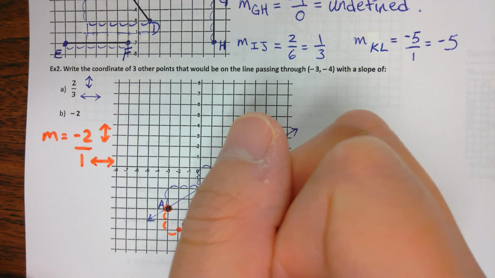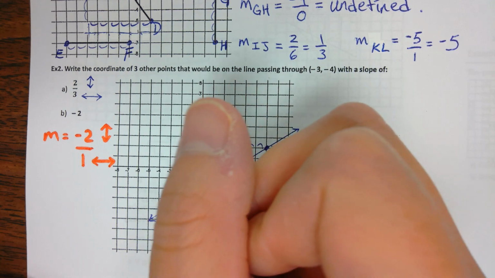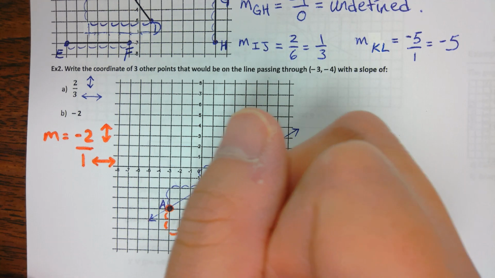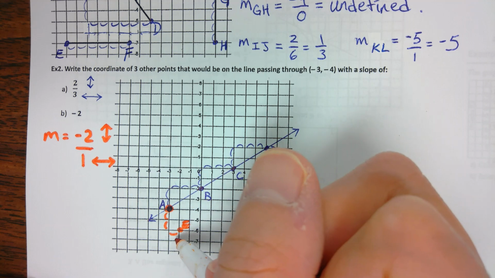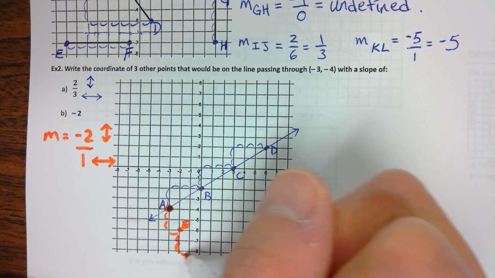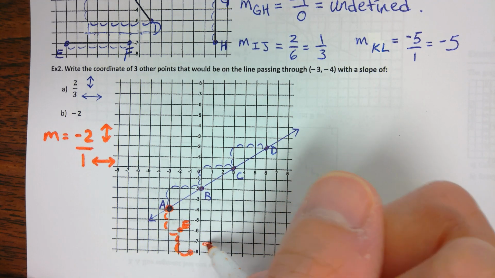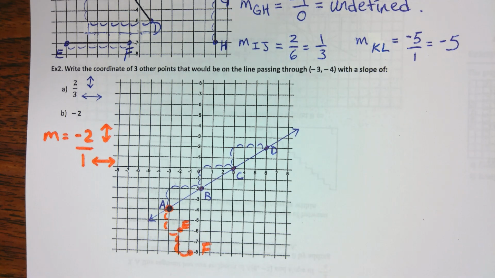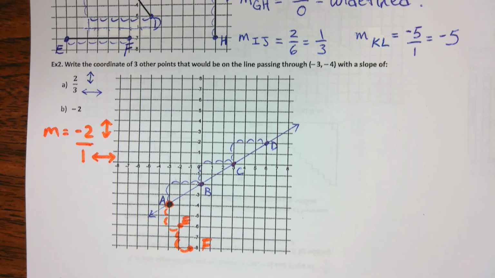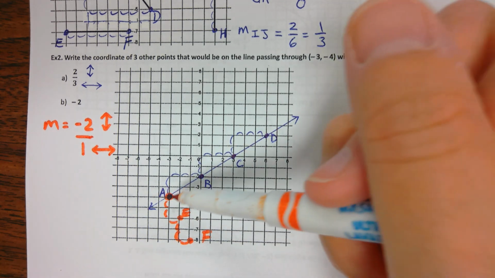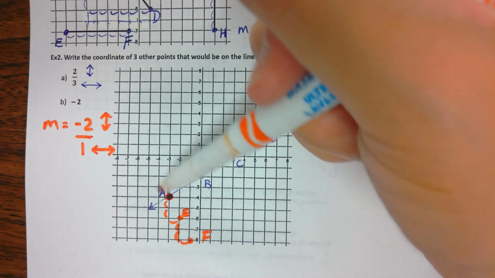Alright, so I have points A, B, C, D, E. So that's my point E. I can go down 2 again and over 1. That's my point F. Okay. Uh-oh, I need one more point, but I'm off the grid. So what could I do? Go the other way around. That's right, because I know my direction of the line.